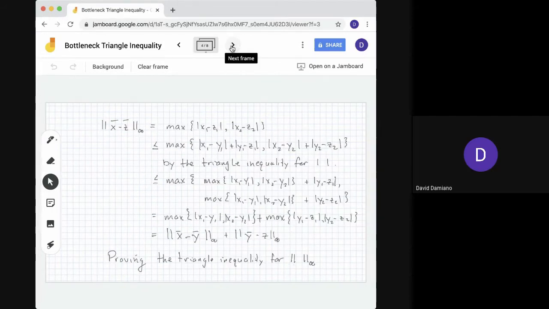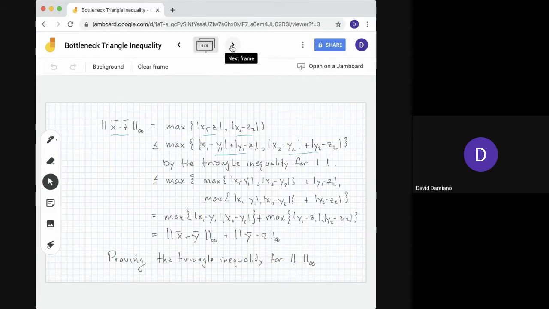Okay, so let's start with the infinity norm distance between x and z on the left. That equals the max of the absolute differences between the first coordinates and the second coordinates. Now, if we look at this max, and use the triangle inequality in each of the terms, we obtain this. So it's the max of absolute value of x1 minus y1 plus absolute value of y1 minus z1, that's the first term, and then the absolute value of x2 minus y2 plus the absolute value of y2 minus z2. That's by the triangle inequality for the absolute value.